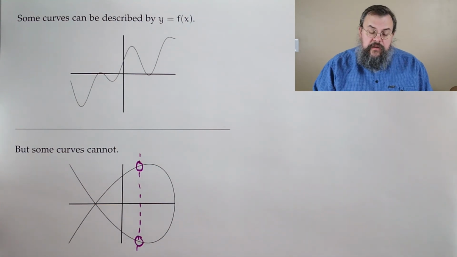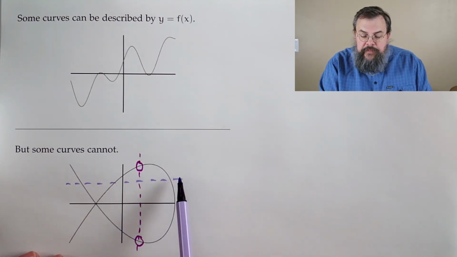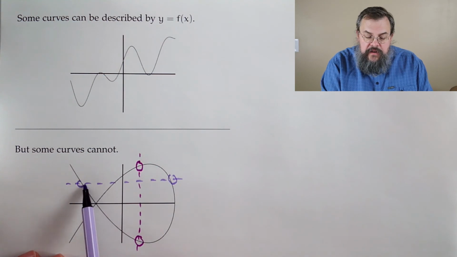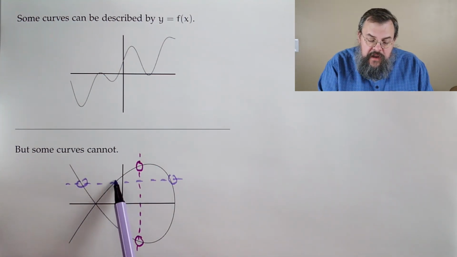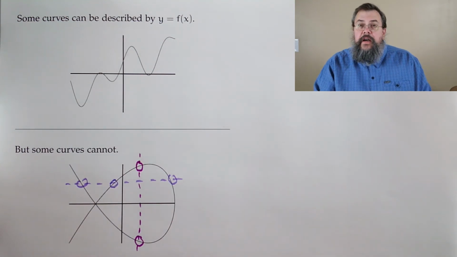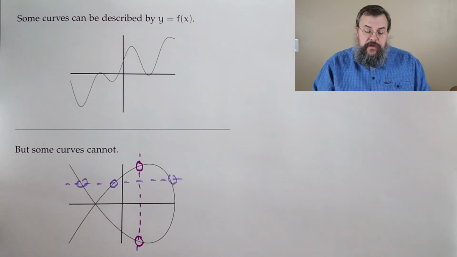Now, in a similar way, it cannot be x as a function of y, because there's something called the horizontal line test. And if you hit multiple times, again, for any value of y, there's no unique value for x. Now, there's a couple of different solutions to this.